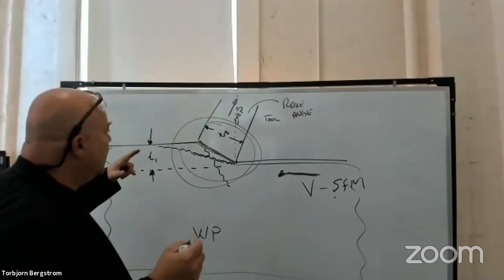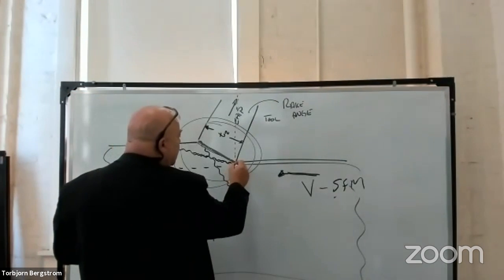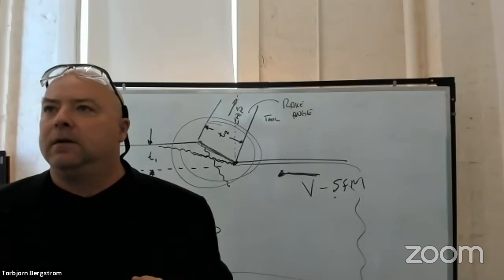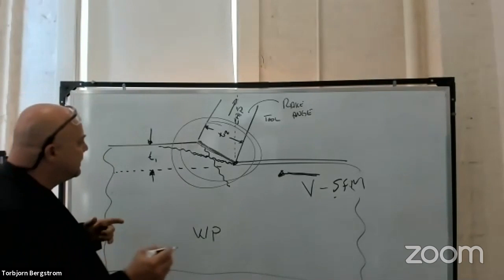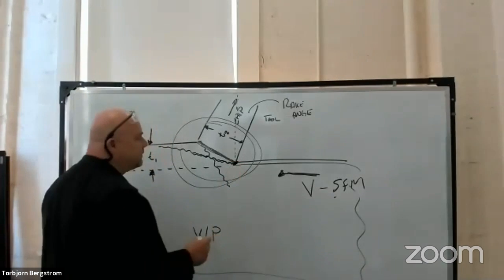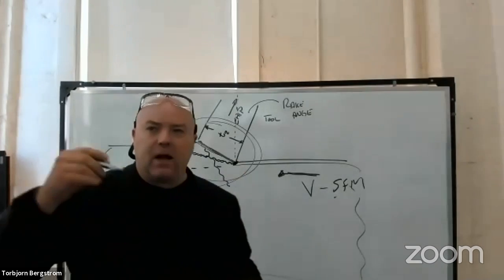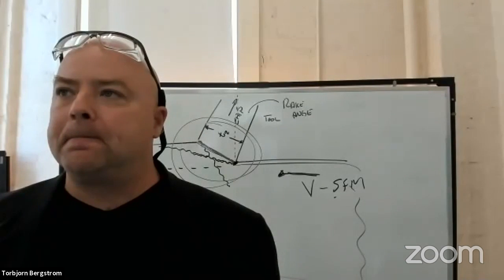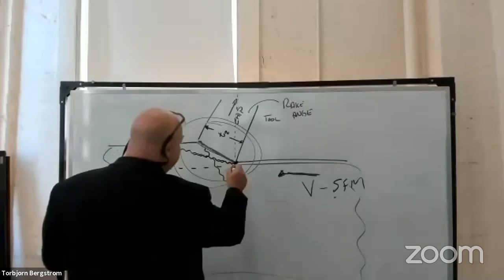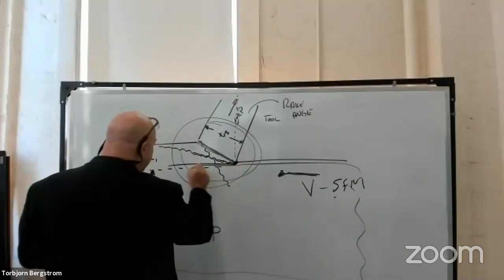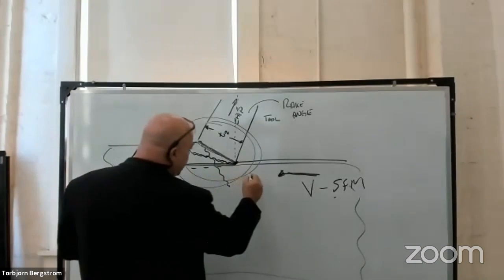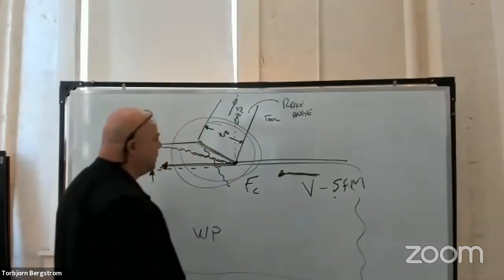All right, so the power is happening right here. We know that power equals force times velocity, right? And so the power is happening right here. It's force times velocity. If we want to multiply a force times a velocity, they have to be lined up with each other, right? So to do that, we've got a force here, FC, that's the cutting force.